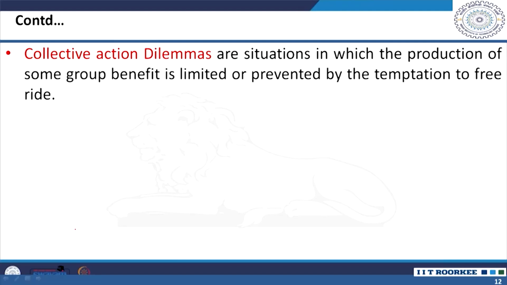And what exactly is the collective action dilemma here? These are situations and contexts in which the production of some group benefit is limited or even prevented by the temptation to free ride. In a nutshell, the collective action problem is the situation giving rise to free riding. That means individual members will not contribute anything, thinking, why should we pay anything, we can be accommodated by others' expenditure and get the benefit out of it.